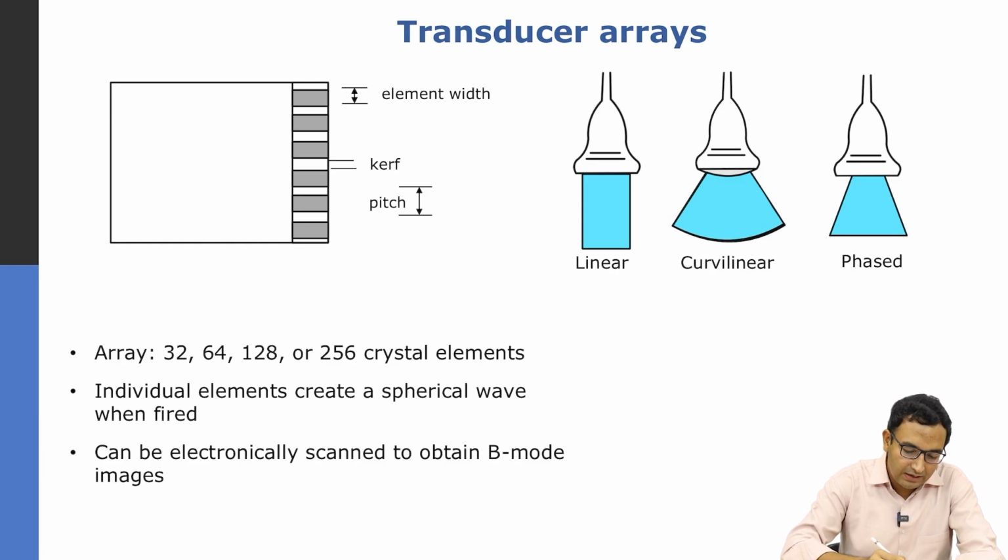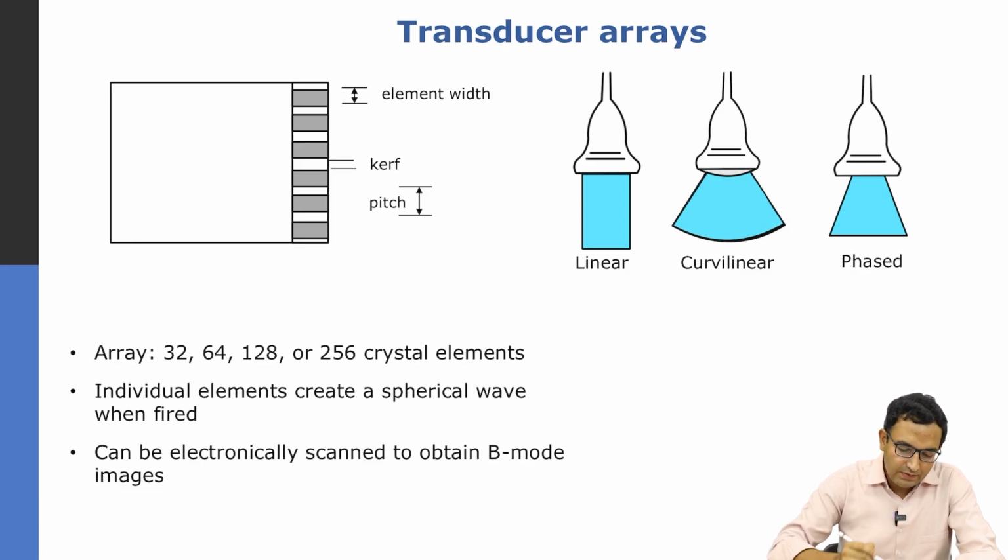Here is a schematic of a transducer, and you have these crystal elements in gray. The spacing in white, which is called the kerf, is the insulation layer in between the elements to prevent them from getting shorted, and the element to element distance is called pitch. We also discussed linear, curvilinear and phased arrays, which we will discuss in further detail in this and subsequent lectures. Typically the number of elements in an array is a power of 2, so 32, 64, 128 or 256, which allows for some efficiency in terms of hardware.